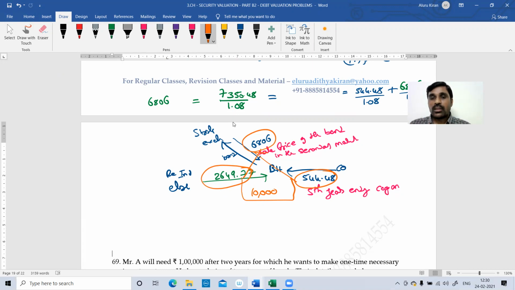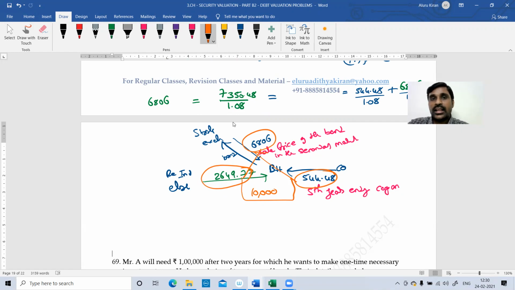Okay, right? This is the point. This is the end picture, how the investor got 10,000. Out of that, 544.48 is the fifth year coupon that is not reinvested. Next, 6,806 is the sale price of the bond, and reinvestment proceeds are 2,649.77.